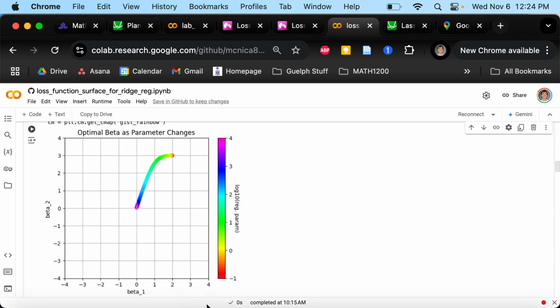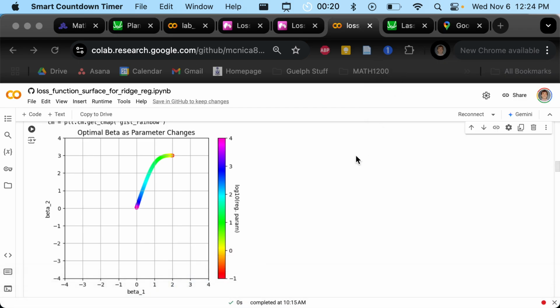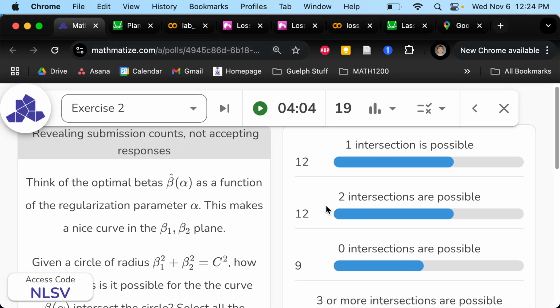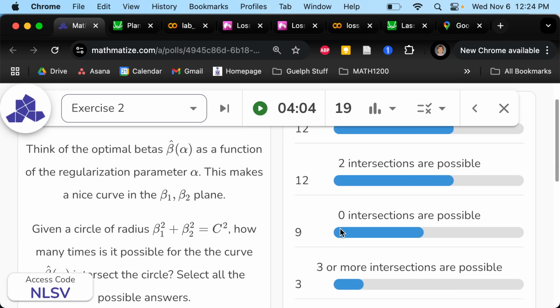All right, don't beep at me. Okay. So 1, definitely possible. If you picked 1, good for you. Let's see. What else did people pick? Some people said 2 are possible. I guess the same number as 1. 9 people said 0 are possible. So out of 19 people, only 9 people said 0 is possible.